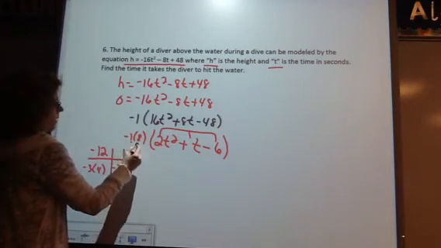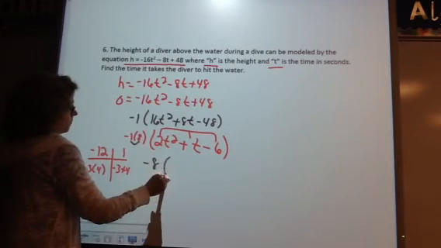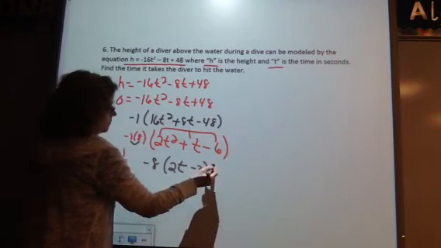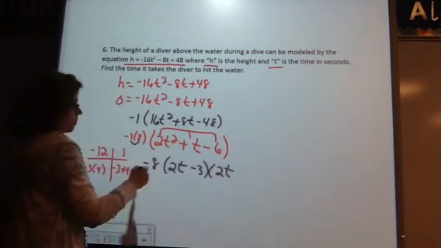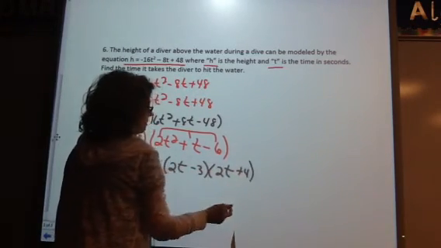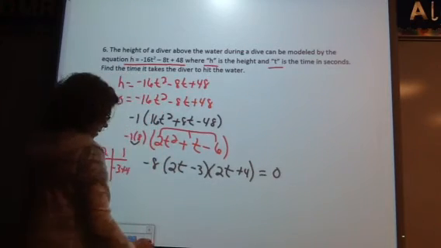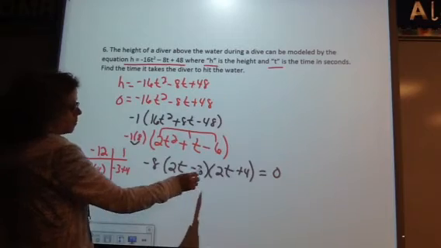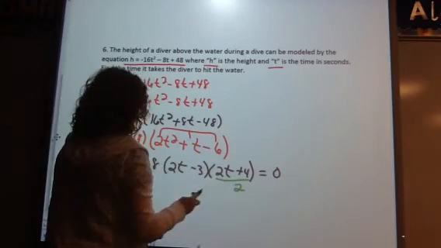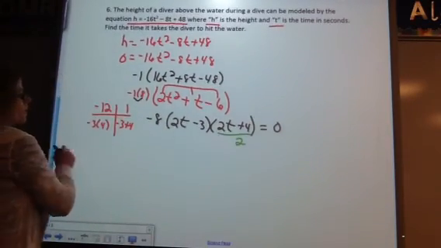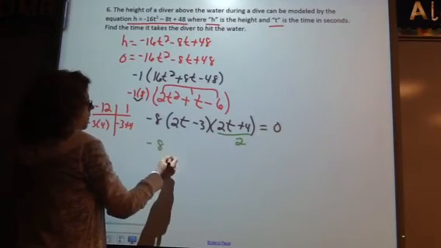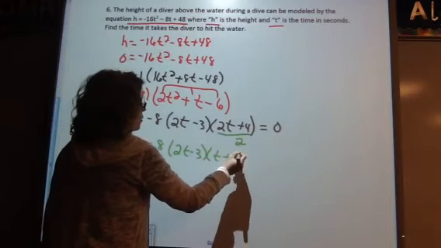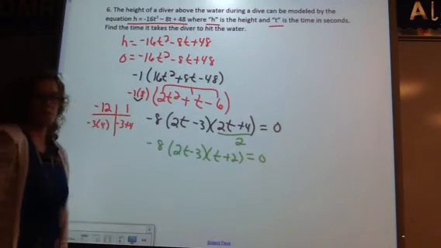Now I'm going to go ahead and multiply my -1 and 8. Bring down my leading coefficient, -3. Leading coefficient plus 4. And all this is equal to 0. Okay, can we simplify this binomial? No. Can we simplify this one? Yes. So we have -8, 2t minus 3, t plus 2, all equal to 0.